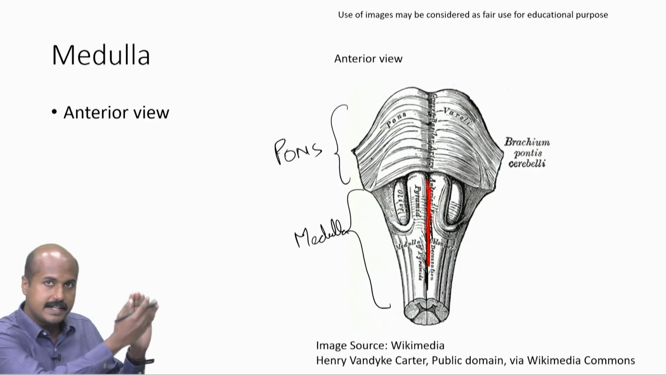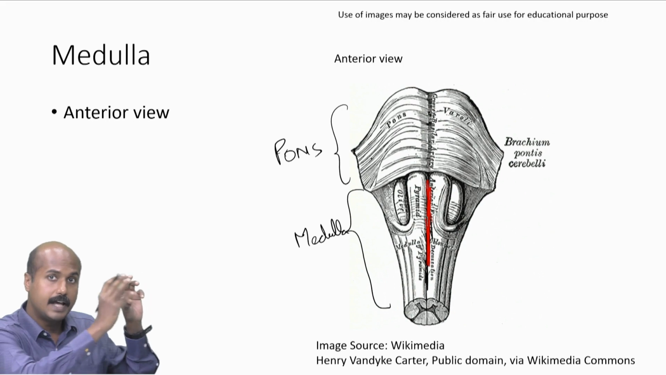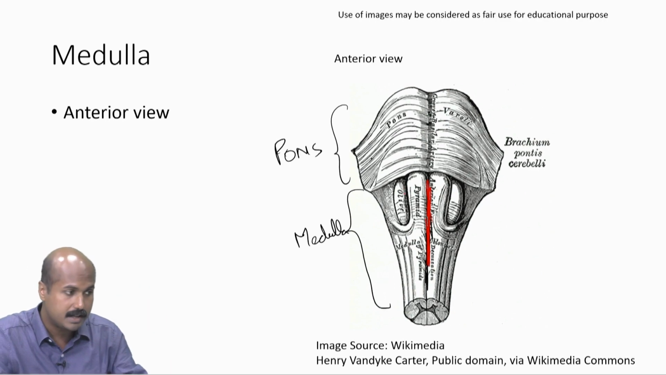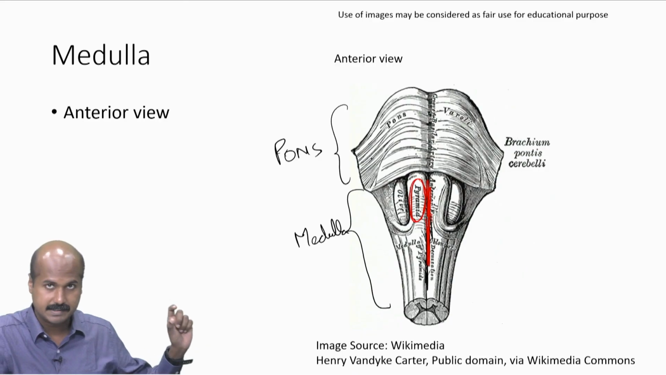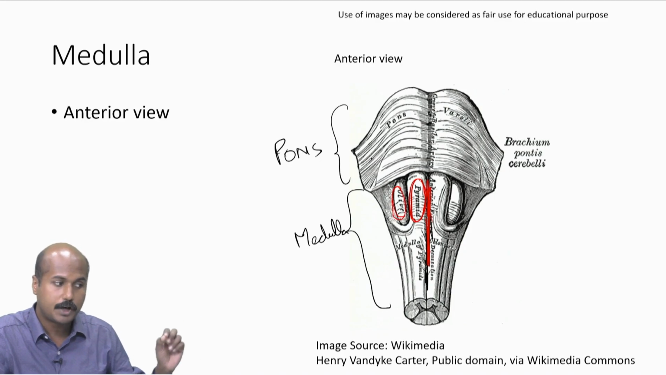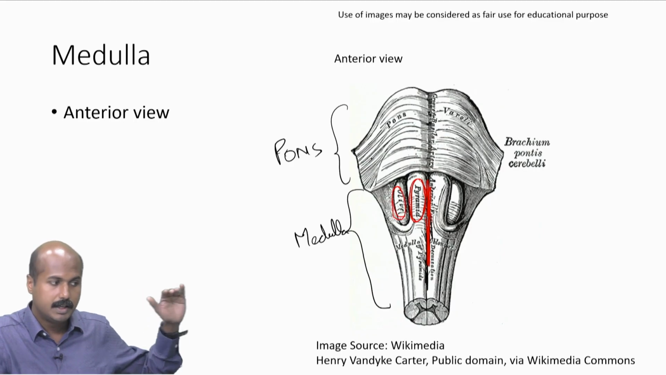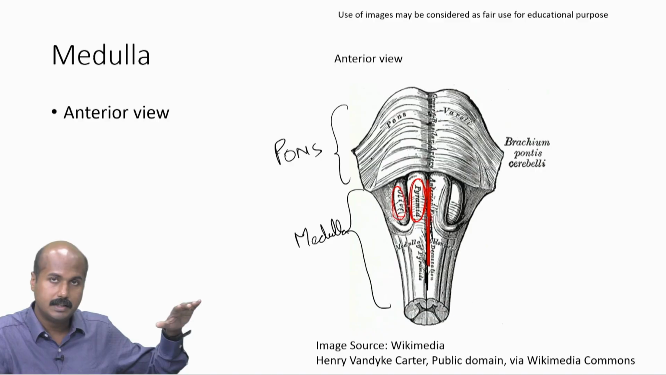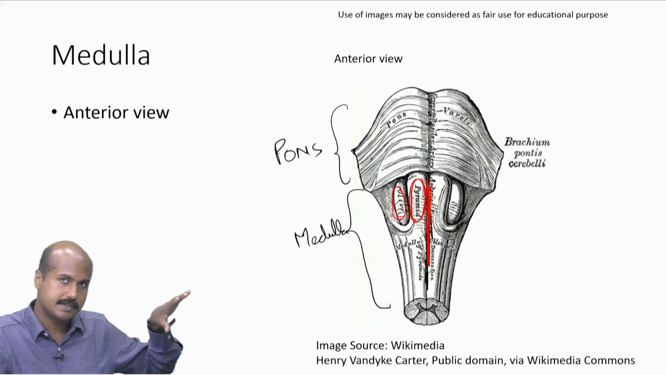And on both sides of that fissure, you have two elevations, and these elevations are very important. They are called pyramids. As you can see in this diagram, it is written as pyramids. Okay, pyramids. And lateral to the pyramid you have a structure, and that is called olive. So the location of the olive, that it is lateral to the pyramid, is very important. Okay, this is the view of the most important features that you see in an anterior view.